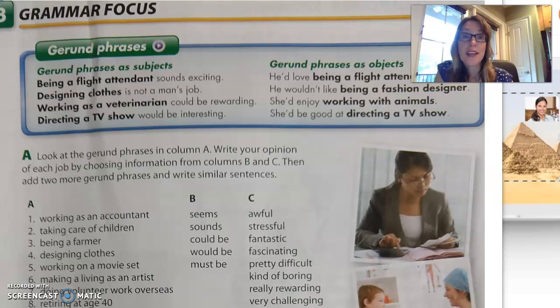Hi everyone. Today we are working in your student book, New Interchange, page 9, and this is exercise 3. This lesson is called Gerund Phrases. So a phrase is just a group of words, but a gerund is something I need to make sure that you know. So let's take a look at this.